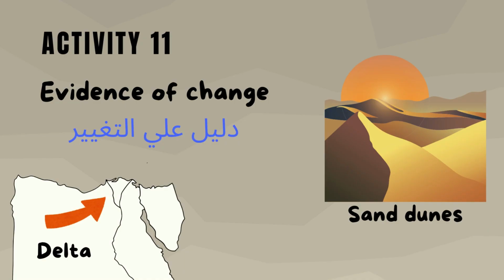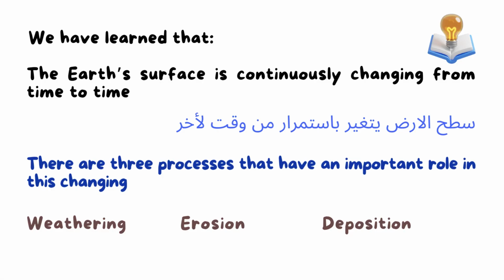Now we will study activity 11, evidence of change. We will talk about the sand dunes and the delta. We have learned the Earth's surface is continuously changing from time to time. And there are 3 processes that have an important role in this changing. Can you tell me these 3 processes? Yes, first we have weathering, and then we have erosion, and the third process, which is deposition.